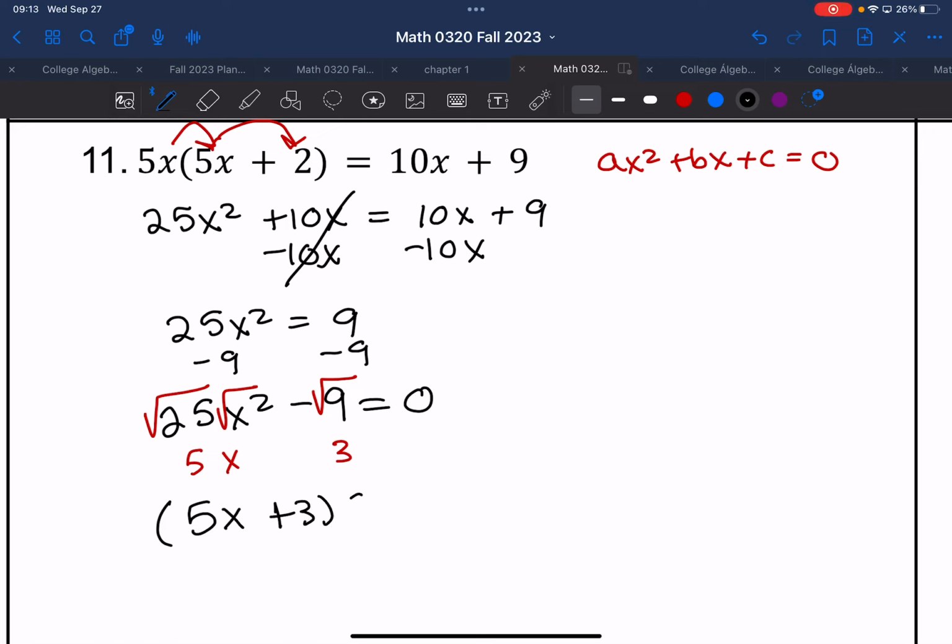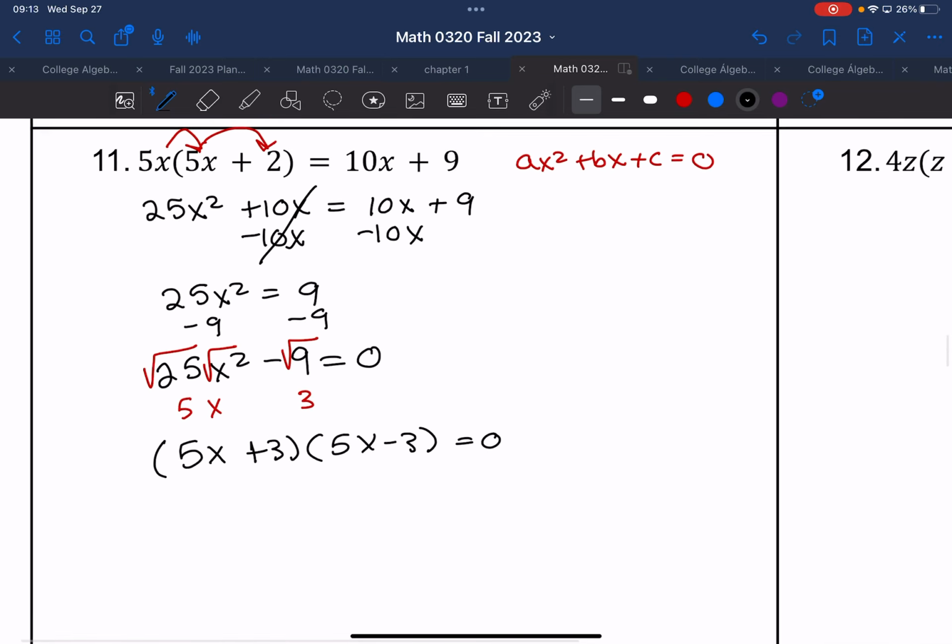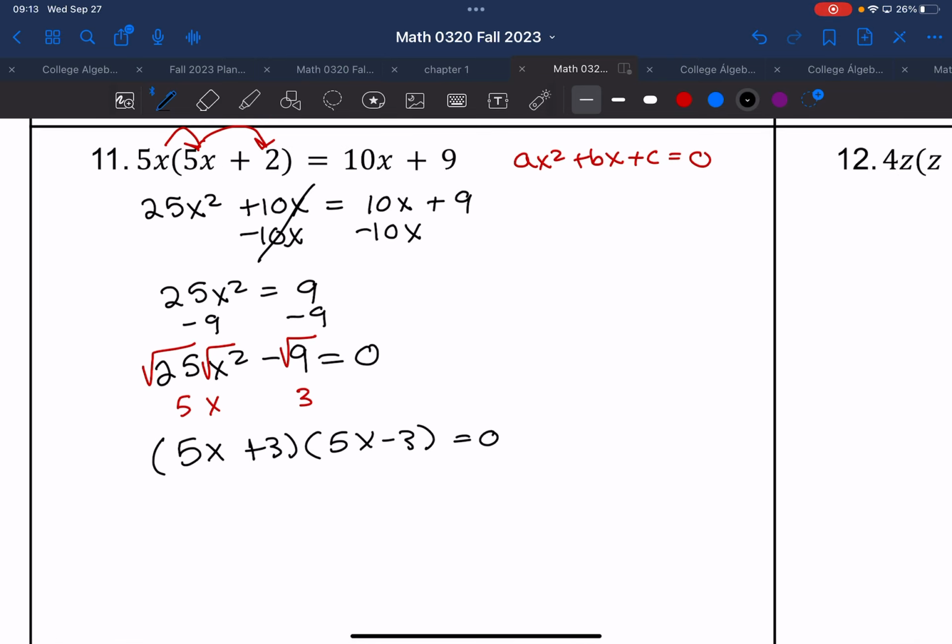5x plus 3 and 5x minus 3 equals 0. Okay, so I got my factors. Now I have to set each one equal to 0 to get my answer. So 5x plus 3 equals 0, 5x minus 3 equals 0.